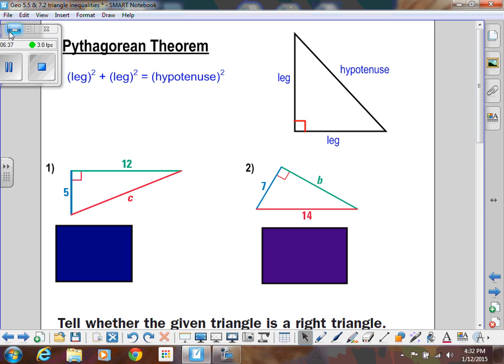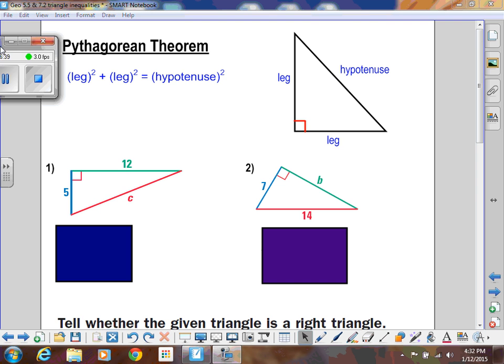Let's now review what we remember about Pythagorean Theorem. Remember, that's just a squared plus b squared equals c squared, or if you like to think of it in terms of the legs of a right triangle, we have a leg squared plus a leg squared equals the hypotenuse squared, and there's a diagram there.